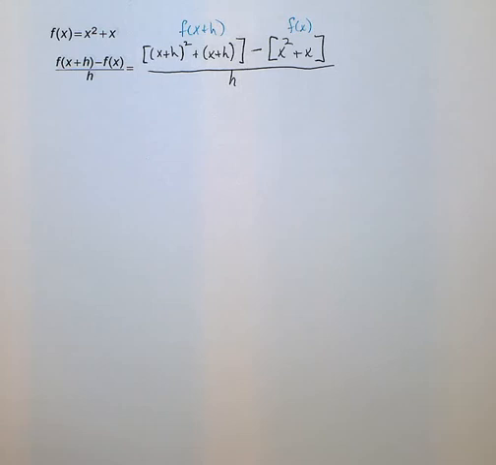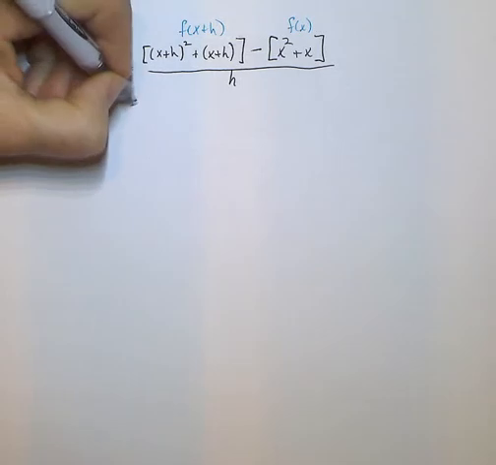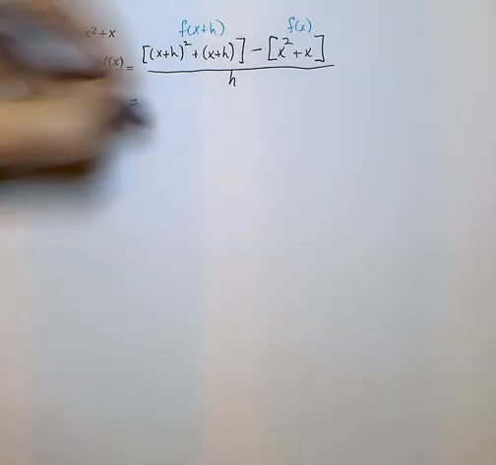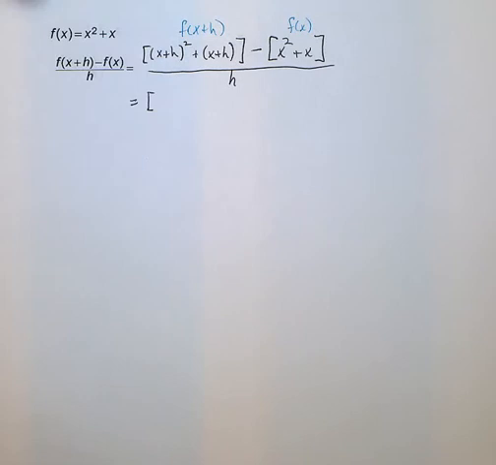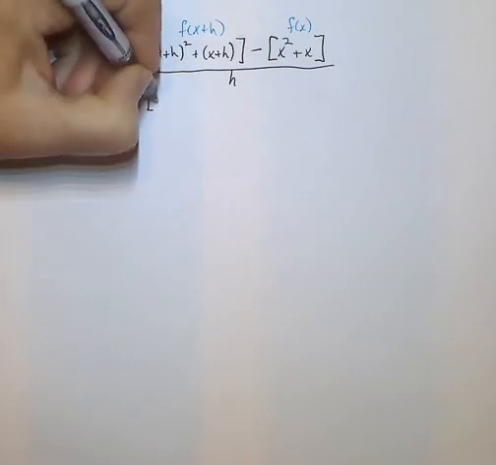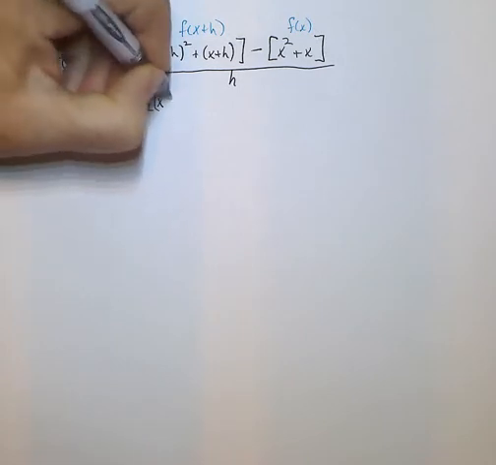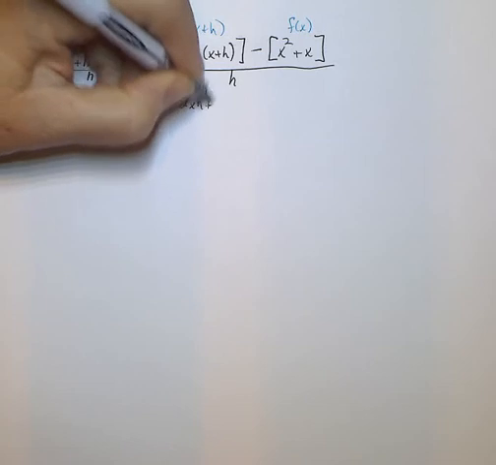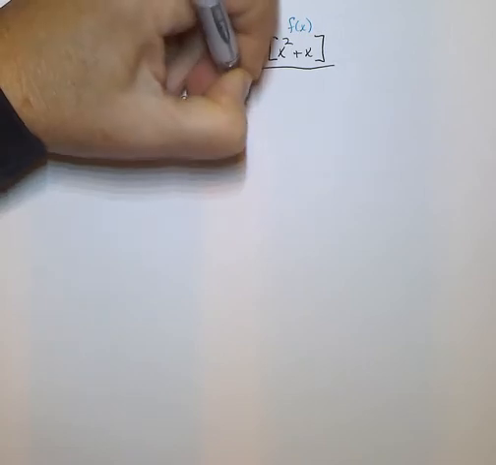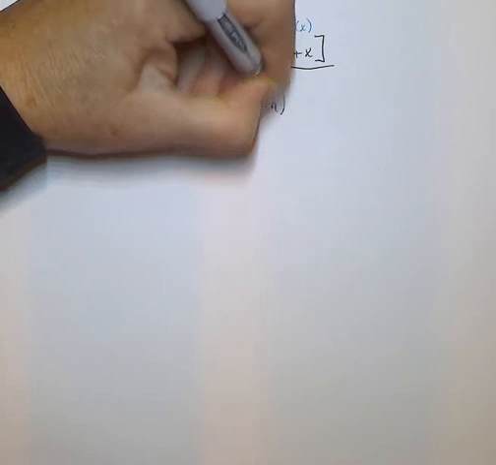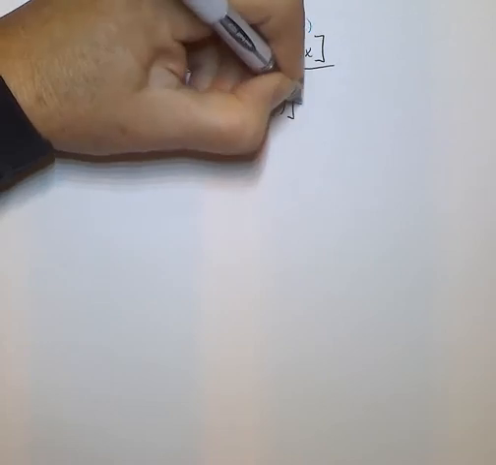My next step will be to use the binomial theorem any place where I need it. So the only place I need it in this example is x plus h, the quantity squared. So that's x squared plus 2xh plus h squared. And then I have plus x plus h to the first still. I don't really need anything to simplify that. Minus brackets x squared plus x.